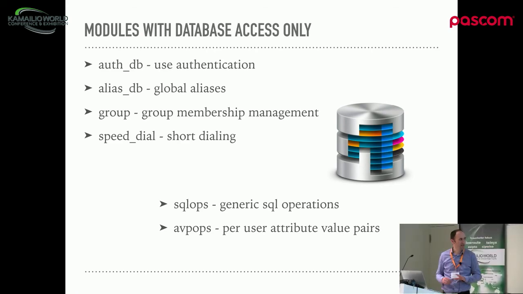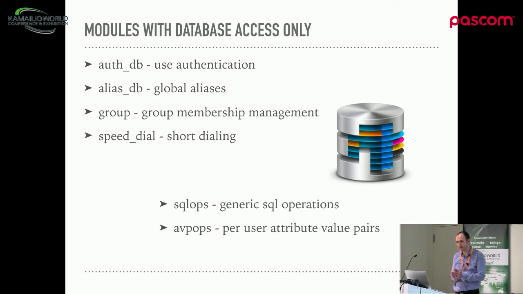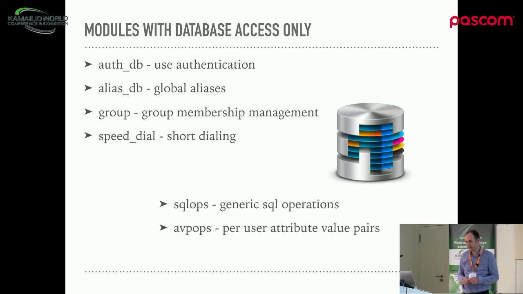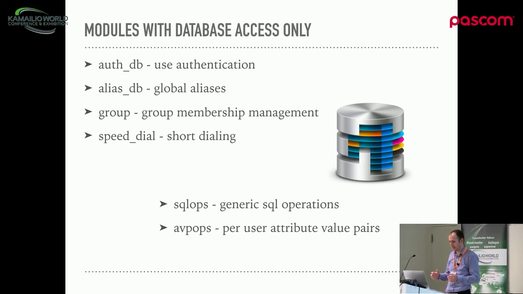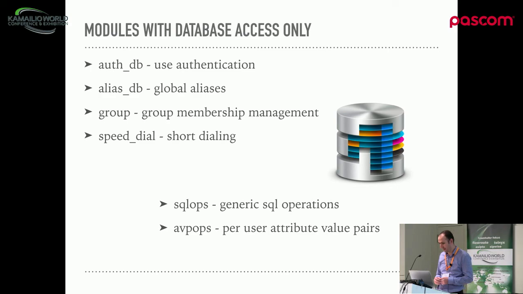So it's important at some point to go beyond what C code can optimize for you. As a summary, there are a couple of modules that always do database interaction, like auth_db, alias_db, group, speed dial. These are always fetching data from the database. So a way would be to optimize this, and of course some generic SQL-related modules like sqlops, obviously they interact with the database.